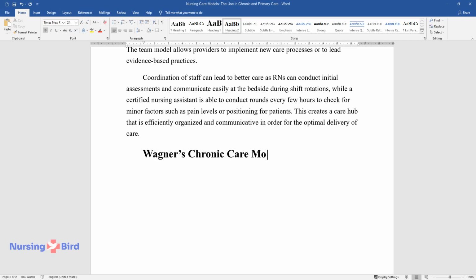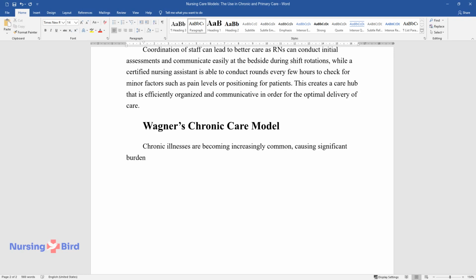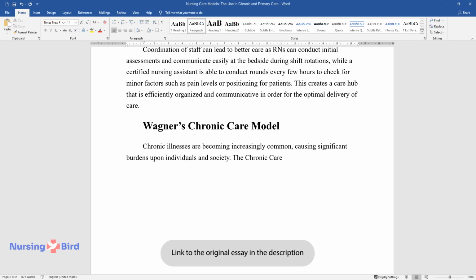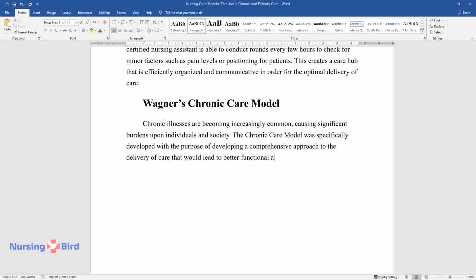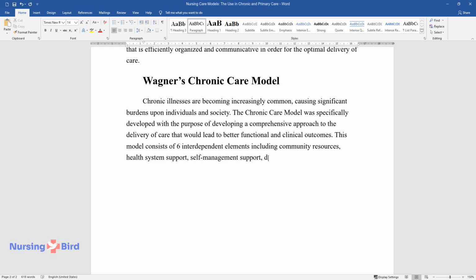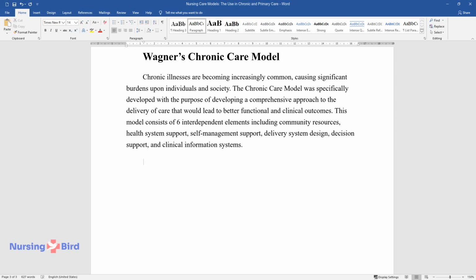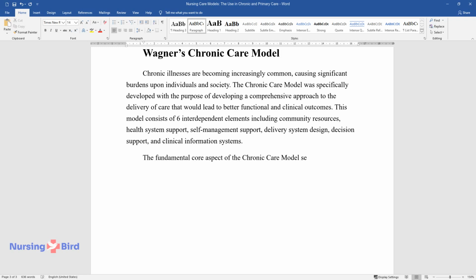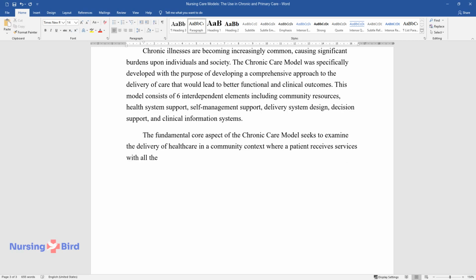Wagner's chronic care model. Chronic illnesses are becoming increasingly common, causing significant burdens upon individuals and society. The chronic care model was specifically developed with the purpose of developing a comprehensive approach to the delivery of care that would lead to better functional and clinical outcomes. This model consists of 6 interdependent elements including community resources, health system support, self-management support, delivery system design, decision support, and clinical information systems. The fundamental core aspect of the chronic care model seeks to examine the delivery of healthcare in a community context where a patient receives services with all the systems involved in the process.